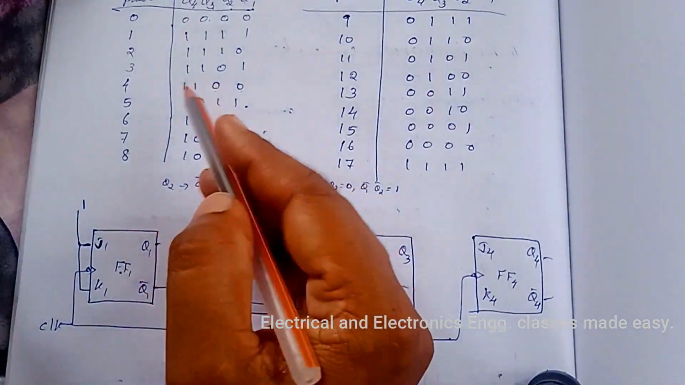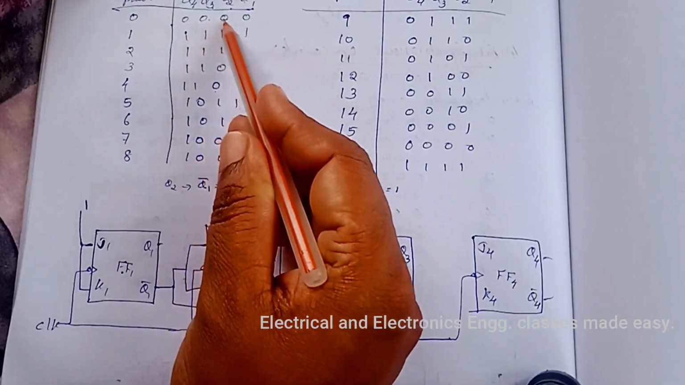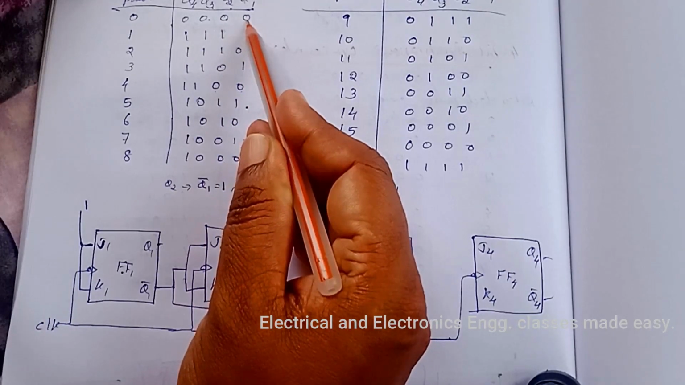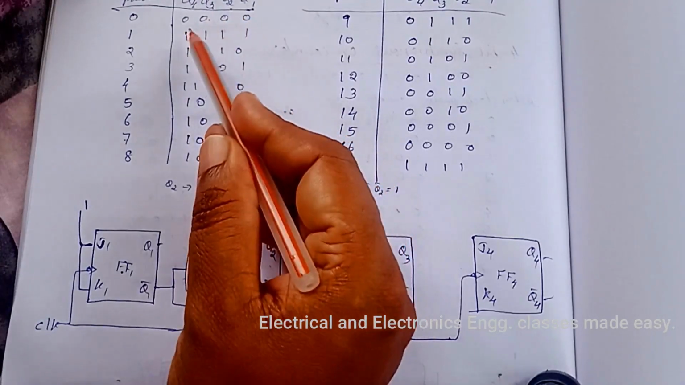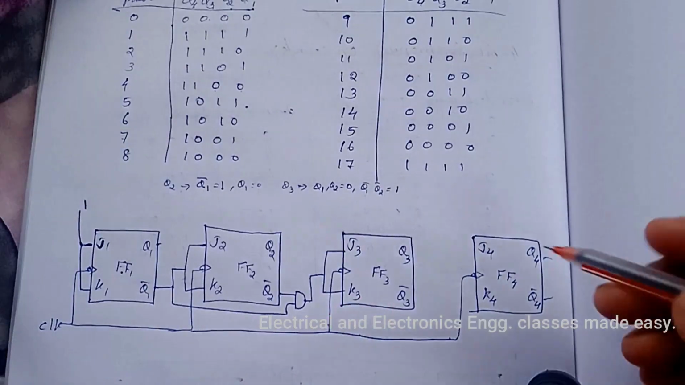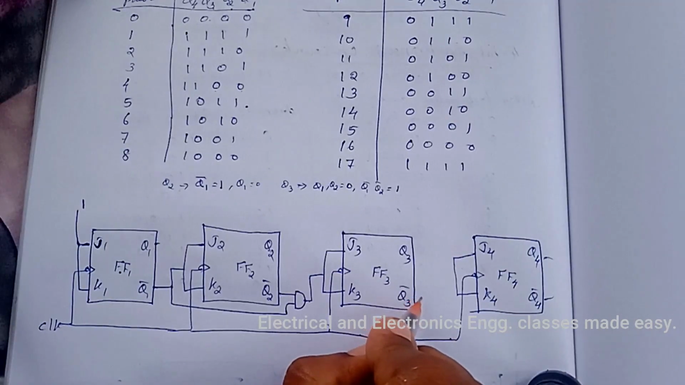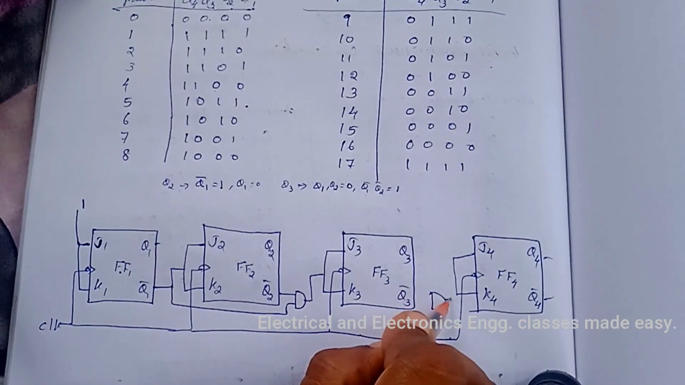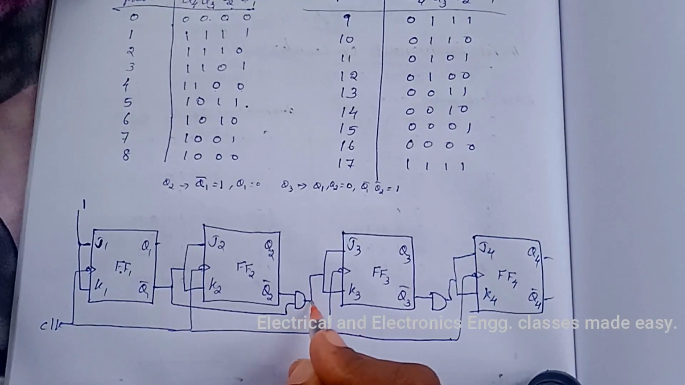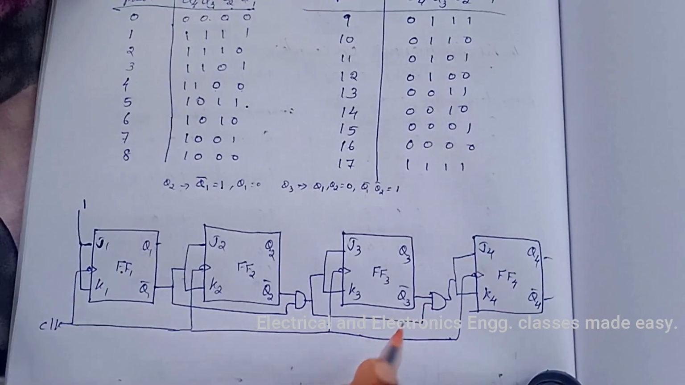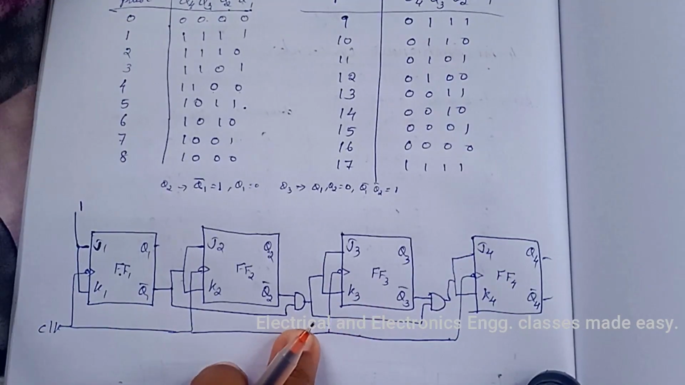And next is Q4. So this Q4 changes when Q3, Q2 and Q1 are equal to 0. Or we can say when Q3 bar, Q2 bar, Q1 bar are equal to 1, this Q4 changes. So for the fourth flip-flop, the JK inputs are given to the output of AND gate, whose inputs are Q3 bar and Q2 bar, Q1 bar. So for that, we can take from here. So this is the logic diagram for 4-bit synchronous down counter.